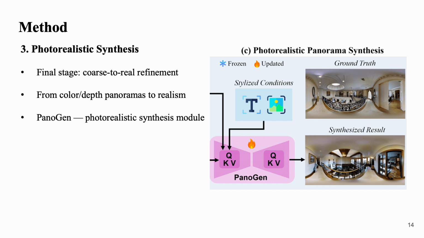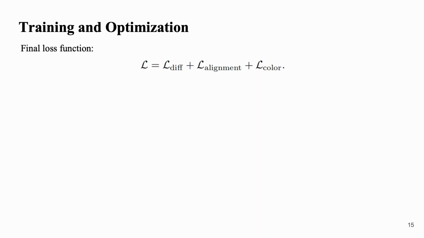Stage 3 is photorealistic synthesis, the Pano Gen. Finally, the Pano Gen is a diffusion refiner conditioned on depth and coarse color. Conditioning anchors the generation to the precise rendered structure, so we add textures, materials, and lighting without bending geometry. This directly answers challenge 3, structure-preserving realism.